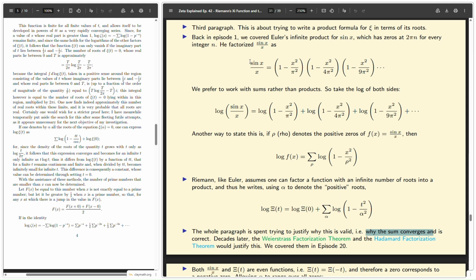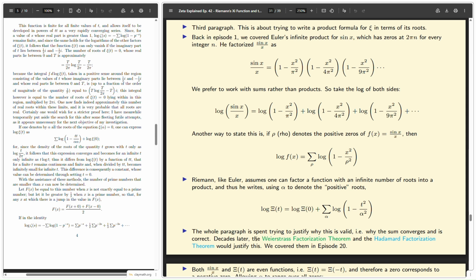For example, you could say sine of x over x times e to the x, and that would still have the same zeros as this, but then this would no longer be a correct product. And even if you added a constant in front, it still would not be a correct product. Okay, so there's two problems here.